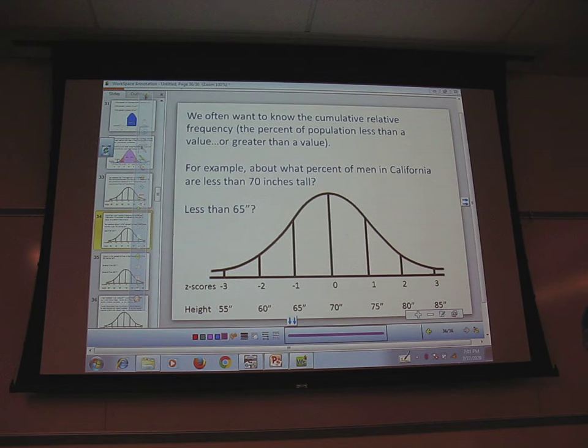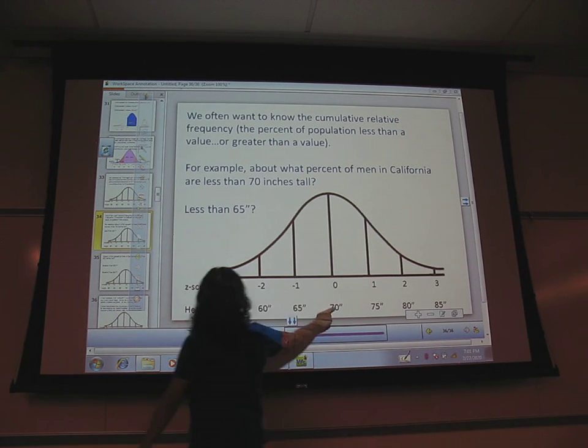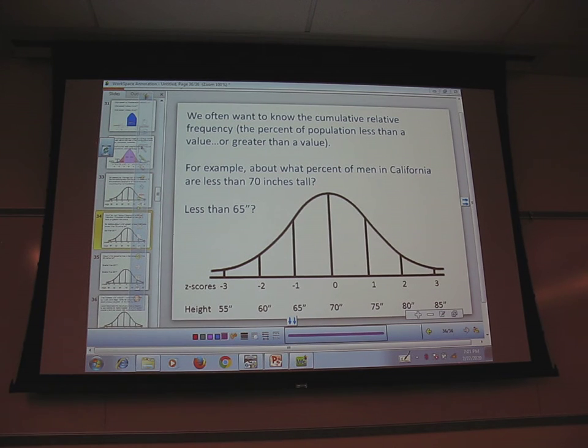What do you guys think? Take 10 seconds with your neighbor and figure out what percent of men in California are less than 70 inches. What is it, guys? 50%. It's half. You guys can see that already. What about less than 65 inches? Take a sec with your neighbors, try to figure that one out.